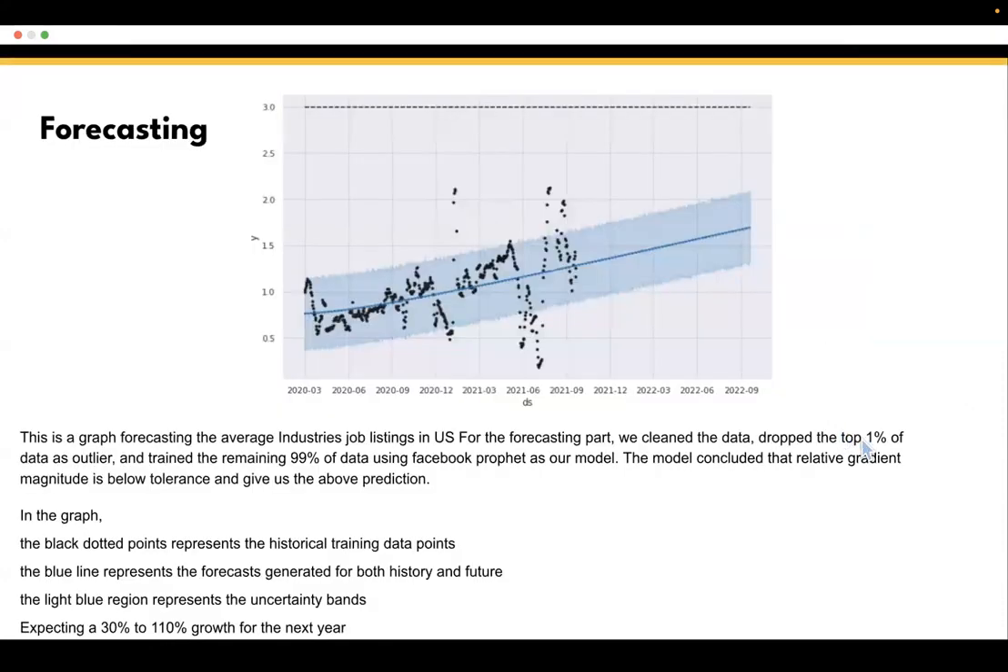We also would like to forecast what the future will be like. So this is a graph forecasting the average industry job listings in the US. We cleaned the data, dropped the top 1% of the data as outliers, and trained on the remaining 99% of data using Facebook Prophet as our model. This model concludes that the relative magnitude is below the tolerance and gives us a robust prediction, which is expecting a 30% to 110% growth in the next year.